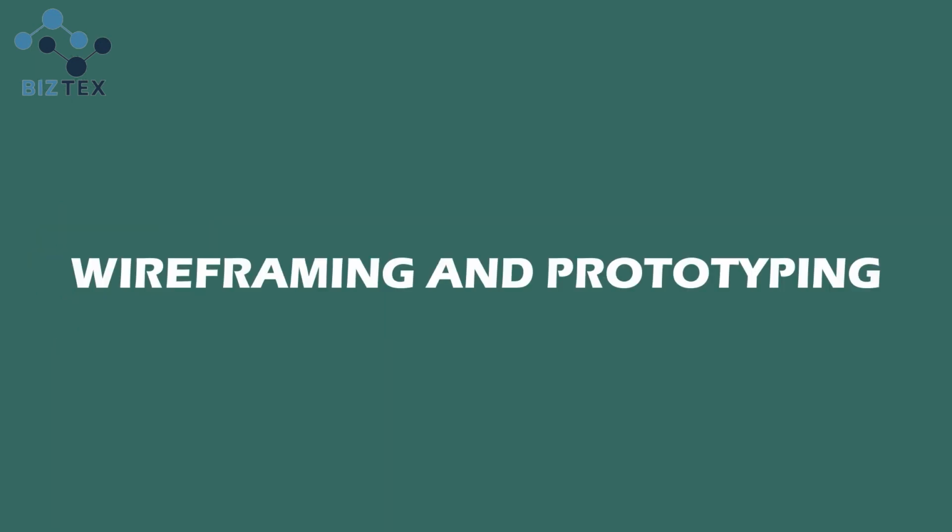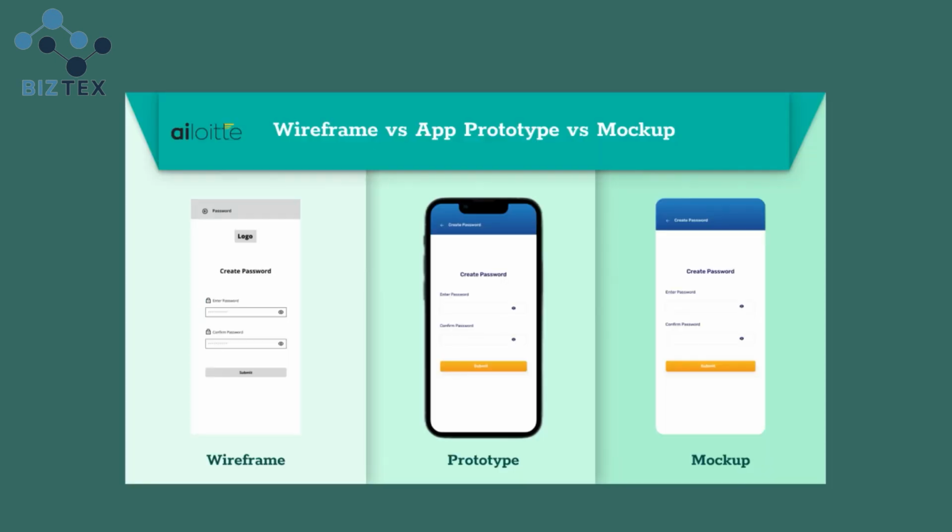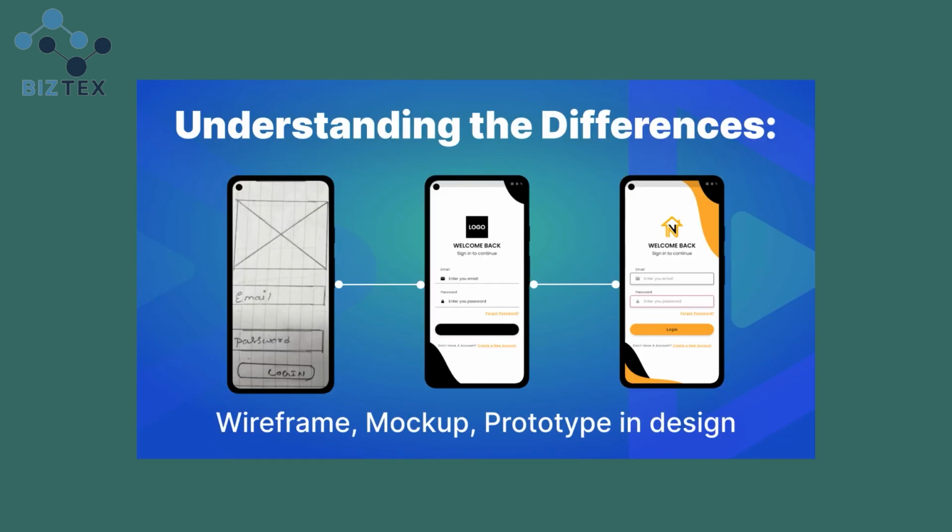Segment 10: Wireframing and Prototyping. Last but not least, the planning stages: wireframing and prototyping. Information architecture, simulation, feedback, and reusing existing interfaces are the building blocks of a successful web app. It's about mapping out your app's structure, simulating user interactions, and refining your design based on early feedback.